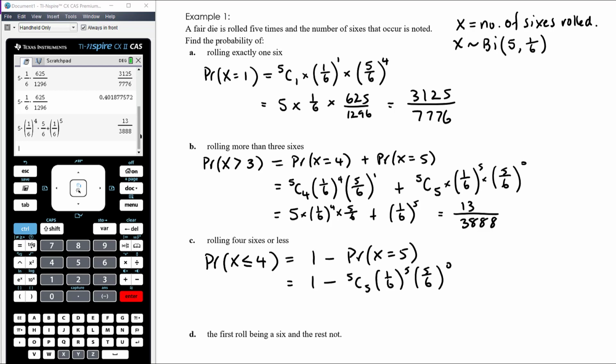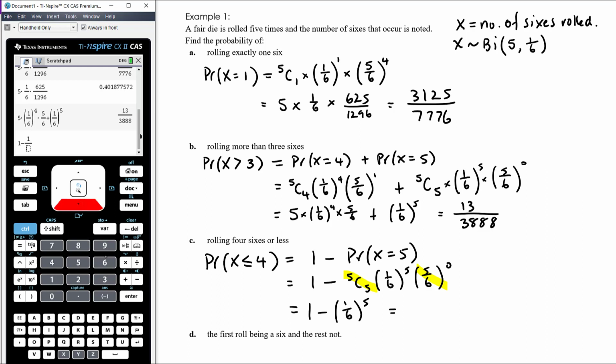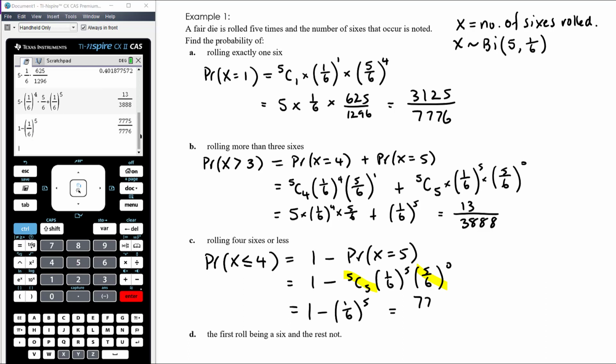Again, this is 1, this is also 1, and so it's really just 1 minus 1/6 to the power of 5. So 1 minus, sorry, I should put a bracket there, so I can put my power here, 1/6 to the power of 5, and so it is 7775 on 7776.